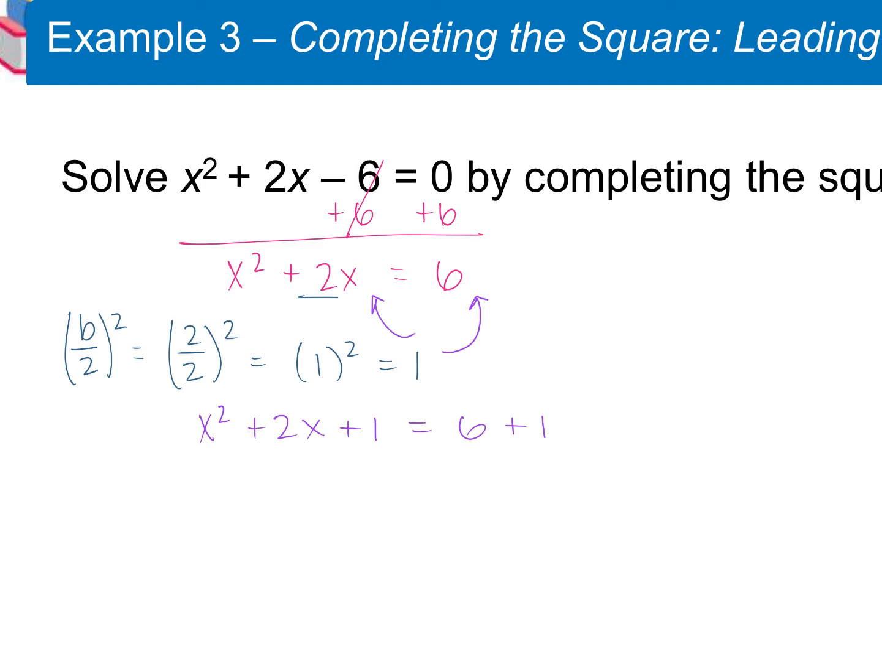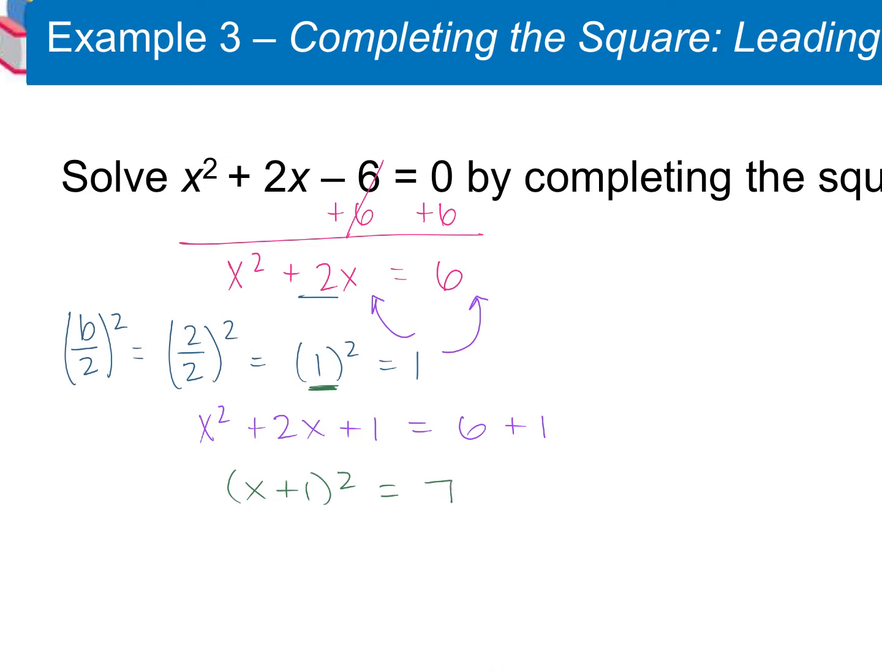It's easy to factor that left side because whatever you had that was squared simplified, so that 1 to the second power is what you're going to use. So you're just going to take the variable and add it with that 1. So you're going to have x plus 1 squared is equal to 6 plus 1, which is 7.